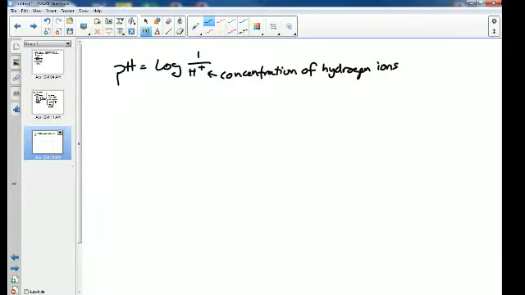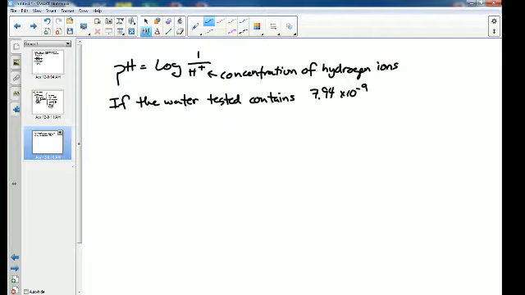So what's the difference if the water tested contains... and here's the beauty of chemistry, moles of H plus per liter, the worst units in history.